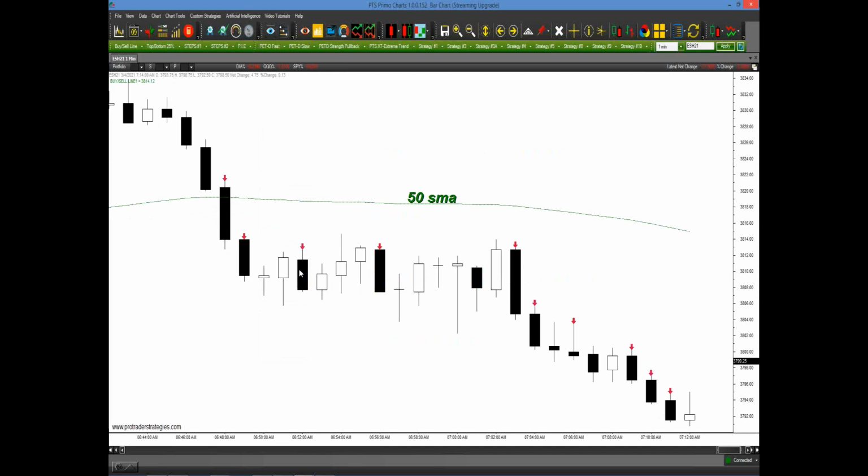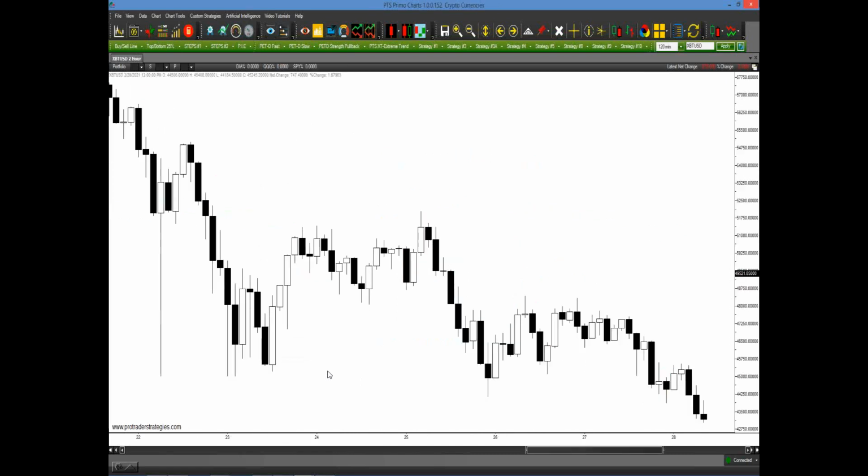And basically, you could have made, I believe, about 15 points, even selling somewhere around here to the downside in just about half an hour. That's $750 per contract.